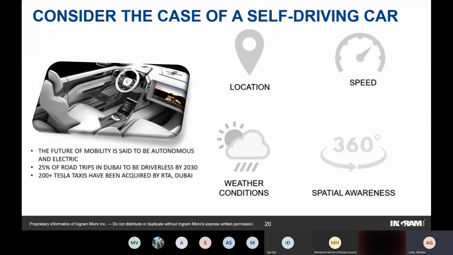So let's take the example of a self-driving car. We'll go over the inherent, holistic, and measurable points with the self-driving car in mind. And of course, when you think of a self-driving car, these are the four components that are definitely going to be embedded in the system. Your location, definitely. You need to know where you are to know where you want to get. Your speed, weather conditions, and spatial awareness, of course: which way you're facing, the car alignment, etc.